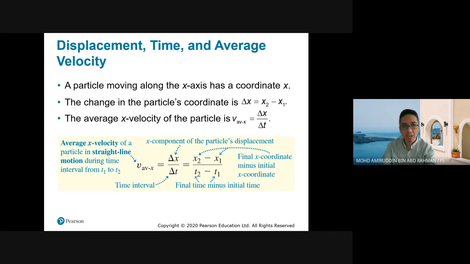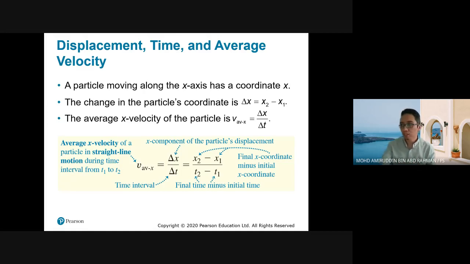The average x velocity of the particle. Because velocity is a function of time, you need to divide by the delta time, meaning the time taken for you to move from x1 to x2. Okay, I hope that's clear.